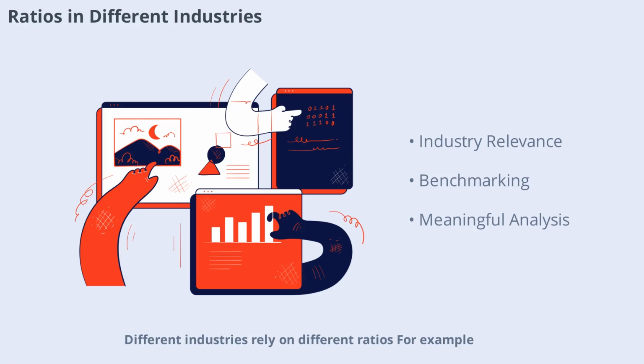Different industries rely on different ratios. For example, retailers focus on inventory turnover while banks look at capital ratios. Always use the ratios that matter most for your industry. Comparing ratios across industries can be misleading, so focus on relevant benchmarks. This approach ensures meaningful analysis and better decisions.